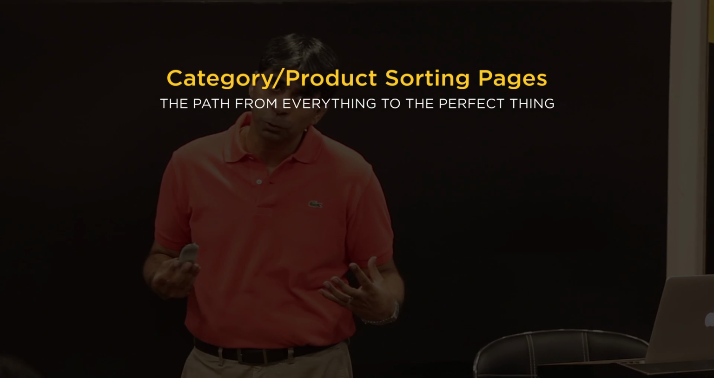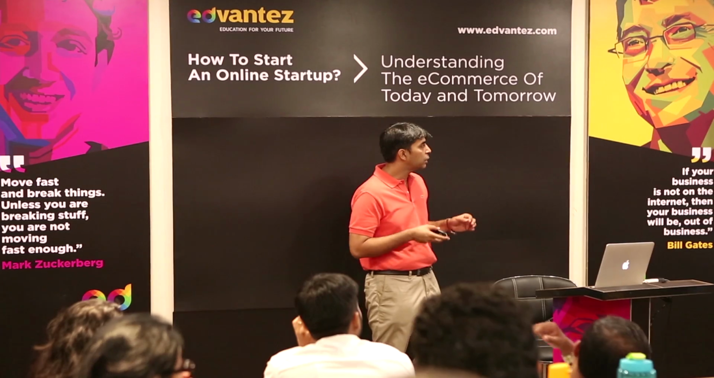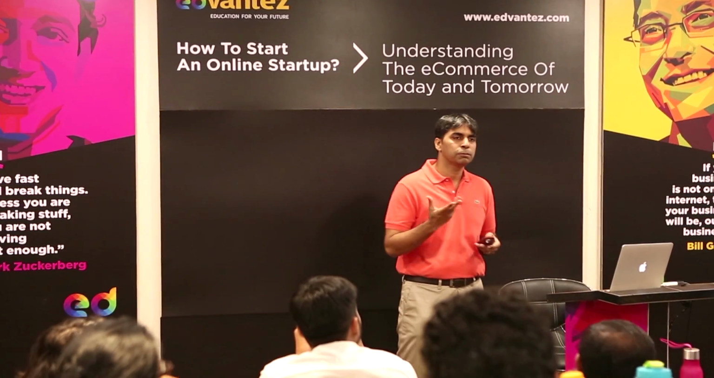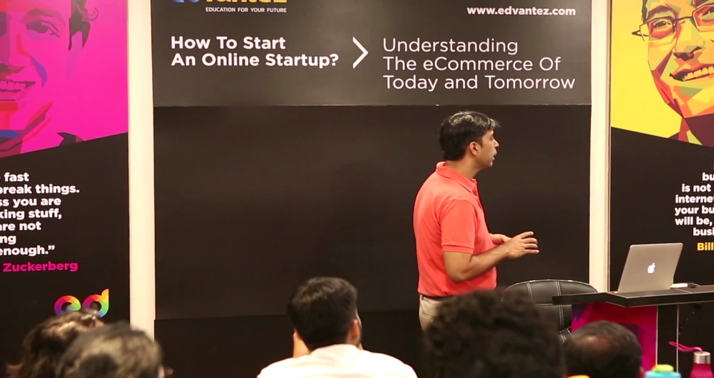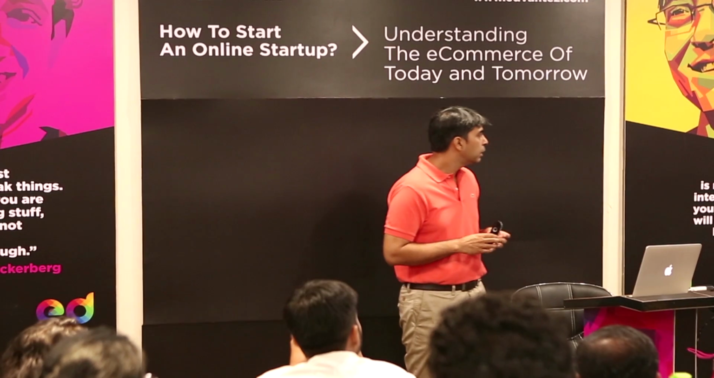Because remember, when you first open this, you have thousands of choices. Let's say you go to mobile phones on Flipkart. You get hundreds of choices. Then finally, you start to sort and categorize, and you end up with 40, 50, 100 phones or whatever that you want. So there are some basic UI things in there.